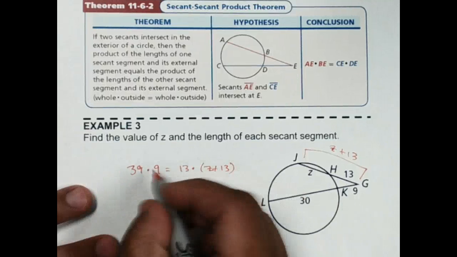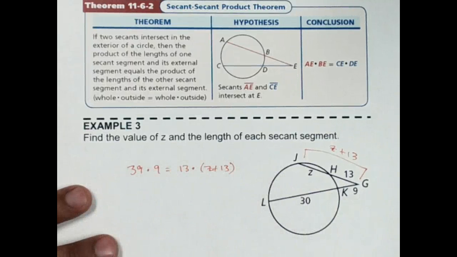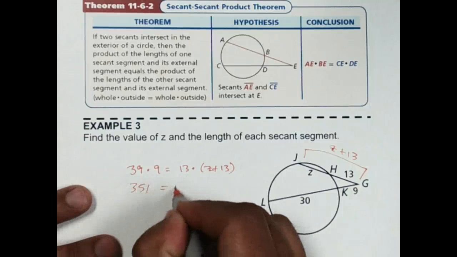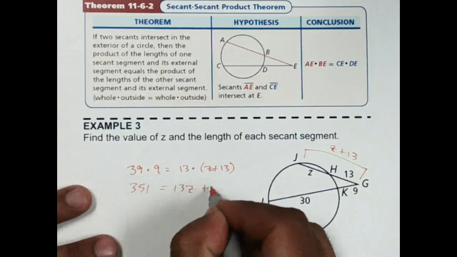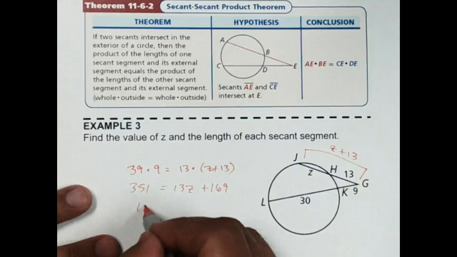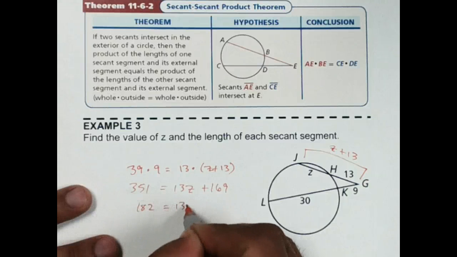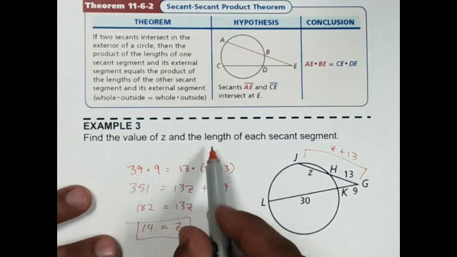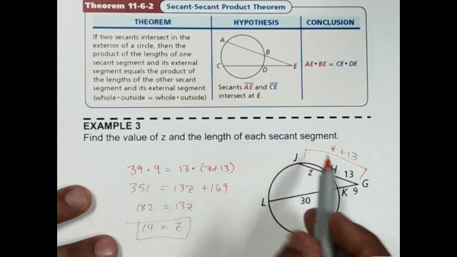All right. So then I'm going to have to distribute. 39 times 9 is 351, which is equal to 13Z plus 169. So I need to subtract 169 from 351. I get 182 is equal to 13Z. Divide by 13. We get that Z is equal to 14. All right, so there's one part of my question. It says find the value of Z and the length of each secant segment.